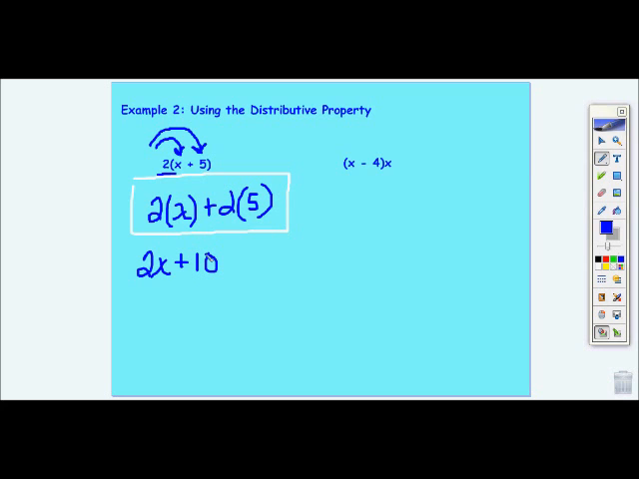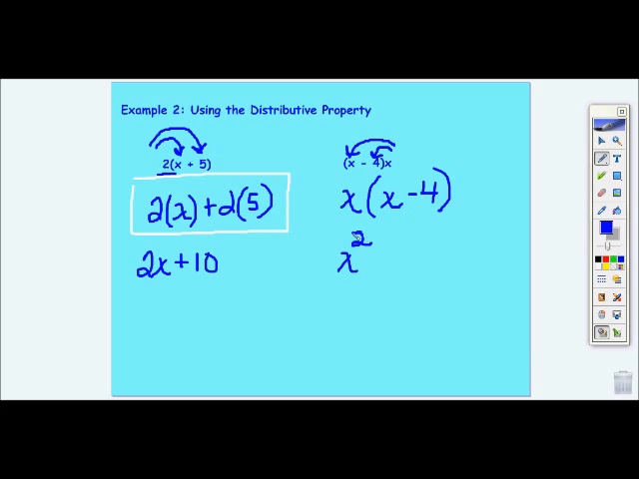In the next one, they try to trick you because they have the distributor at the end of the sentence. Now, if that bothers you, you can simply rewrite it, put the distributor out there, and then just recopy what is in the parentheses, if that makes it easier for you. Otherwise, you're just working from right to left. So now we have x times x. Now remember, when we're multiplying, that would give us an x squared.